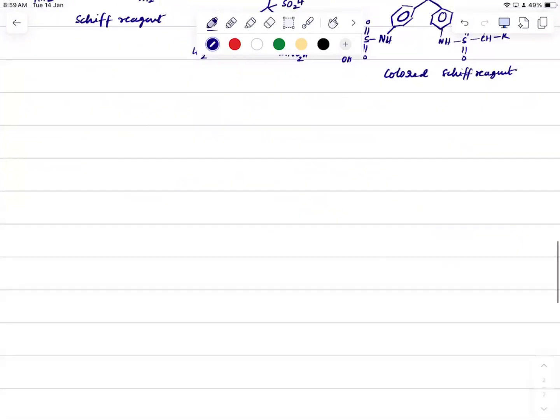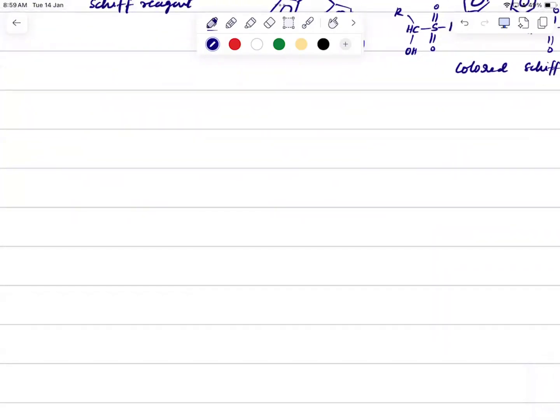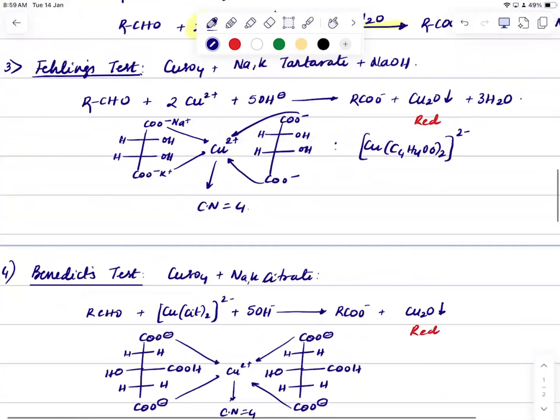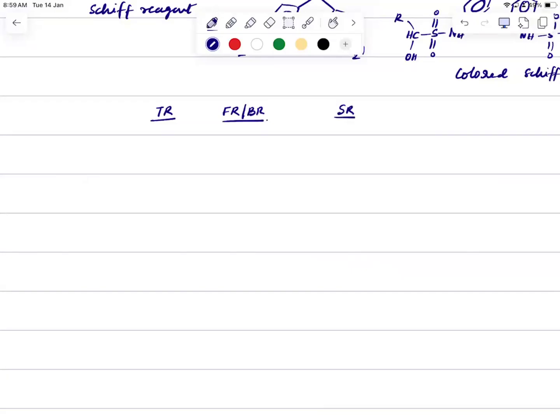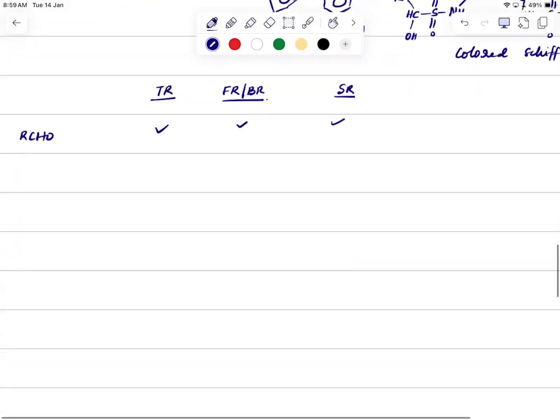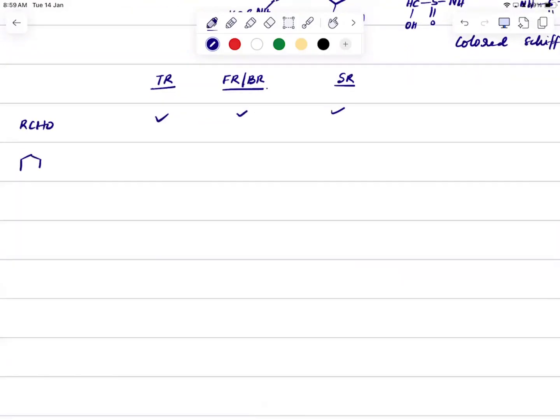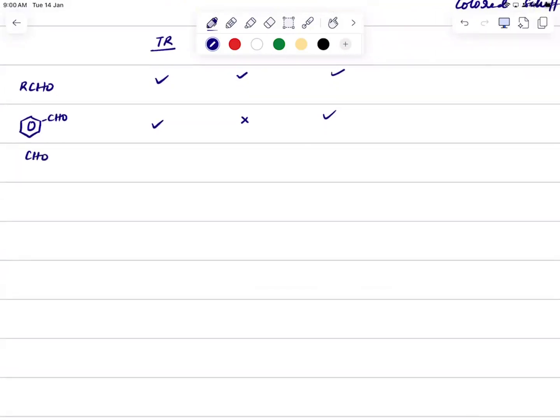Right. Now, out of these tests, which are the reagents we should be particularly seeing, which give a positive test or which do not give? See, if I take Tollens reagent, Fehling's reagent, or Benedict's reagent, they both will have a similar role, and Schiff's reagent. Okay. First, for a general aldehyde, all of them will give positive, any alkyl aldehyde. But if we have benzaldehyde, these two will give positive, this will not give positive.